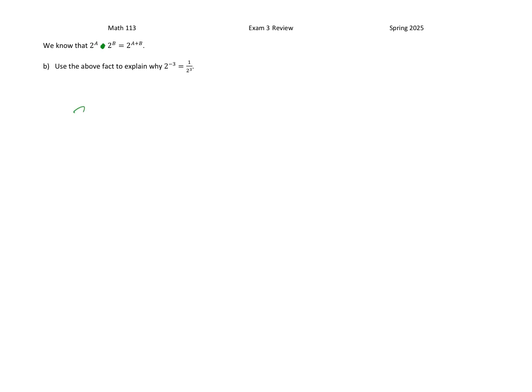Well, let's look at 2 cubed times 2 to the negative 3. Well, we know that because of the property of multiplying like bases and adding the exponents, this is 2 to the 3 plus negative 3, which is 2 to the 0, which is 1.